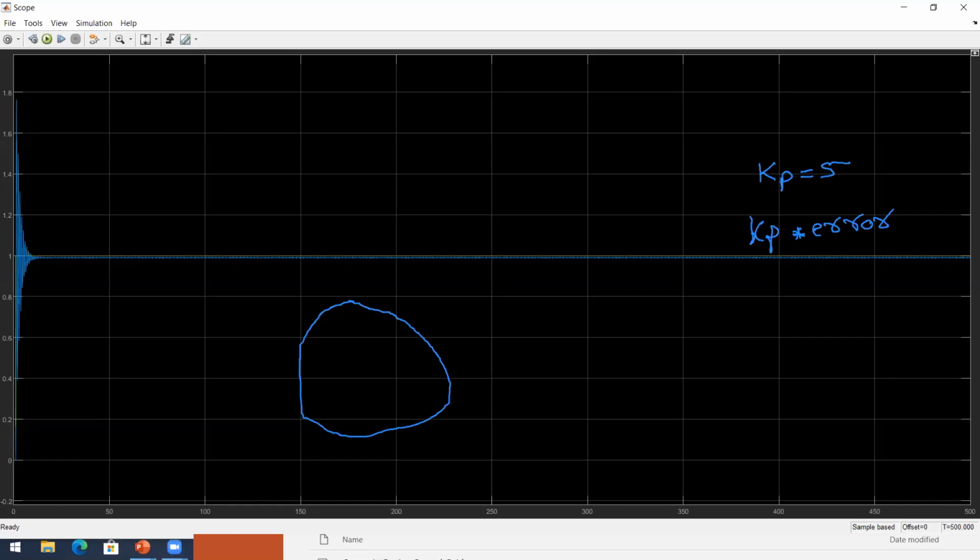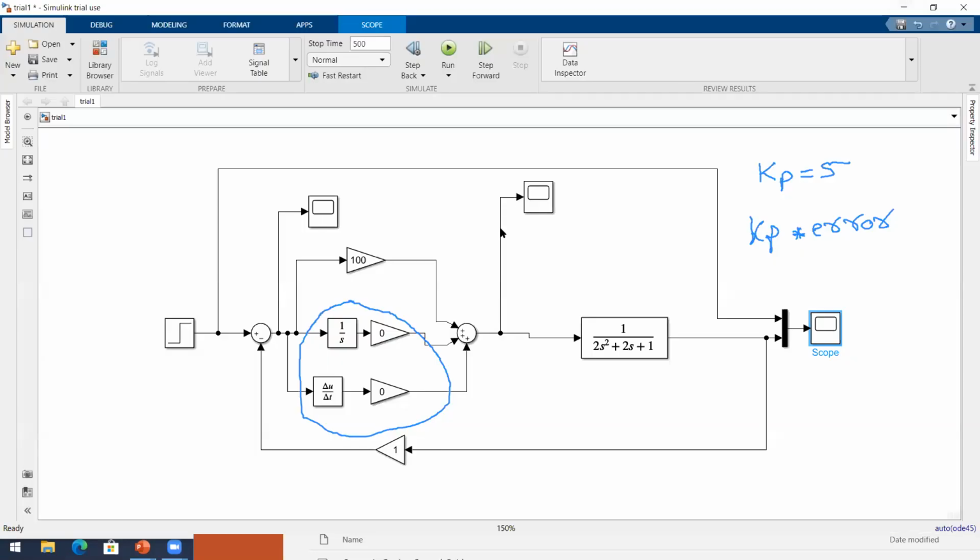Okay, so this is not the optimum thing to do. We don't want this overshoot to be so high. Now, how do we reduce this overshoot? There are some methods by which you can reduce this overshoot.